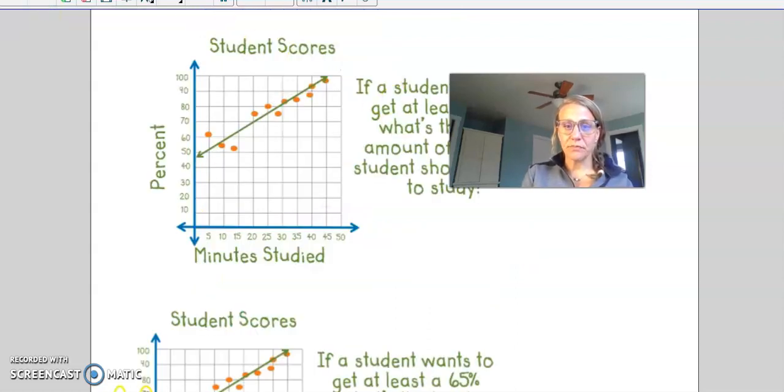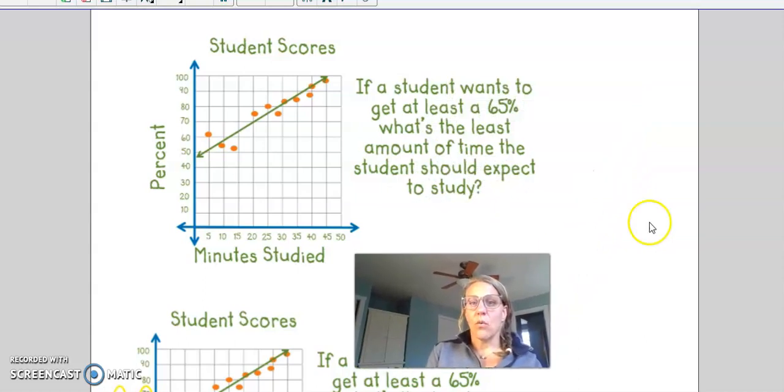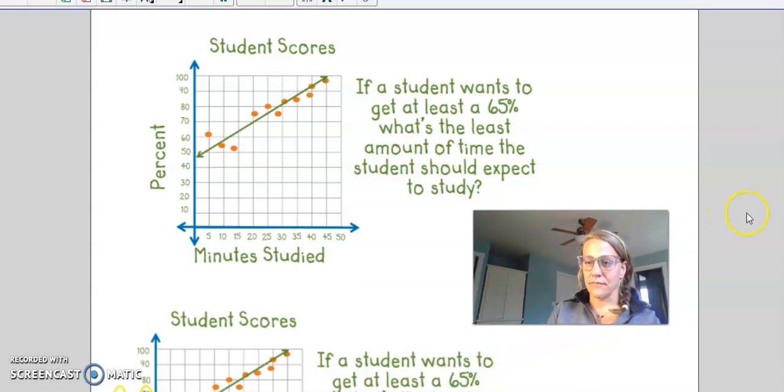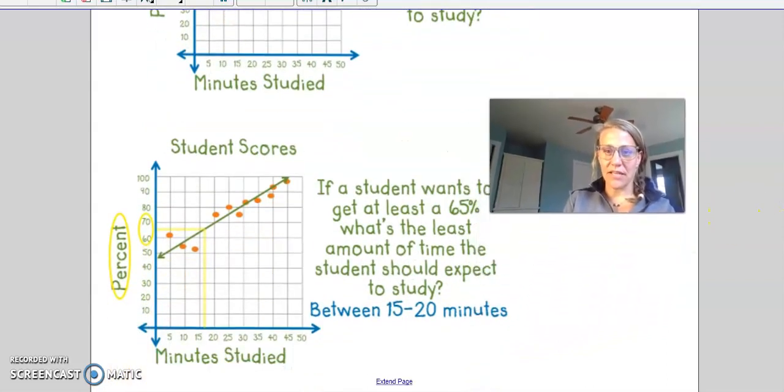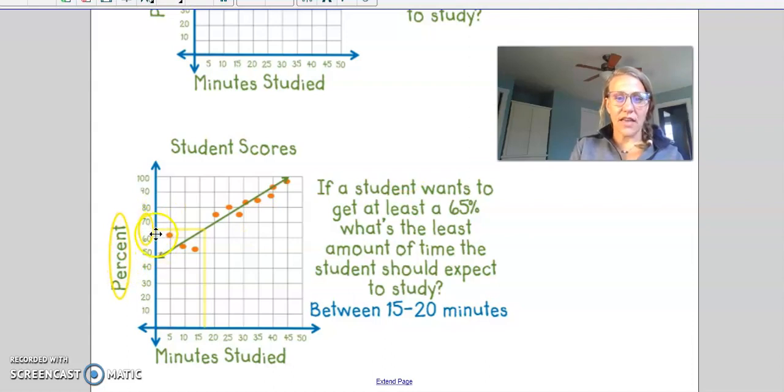All right, next one. If a student wants to get at least 65%, what's the least amount of time the student should expect to study? So use your line of best fit to predict that. All right, here's how we can use that line of best fit. We find 65, between 60 and 70, on the y-axis, go over to our line of best fit and go straight down, and we find that it's somewhere between 15 and 20 minutes, like 16 minutes or so. But I'm hoping you want more than a 65%, so you would study longer, right?